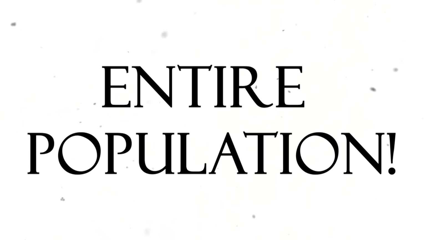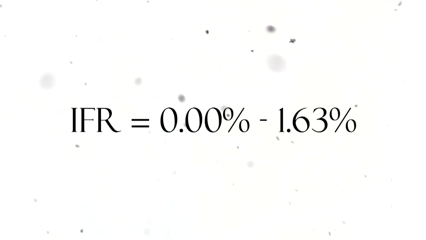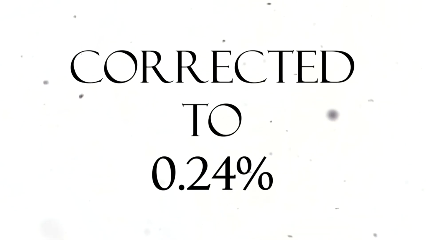In calculating the IFR, it can be incredibly difficult because the number of asymptomatic cases and those that have not been tested and received positive results can range from 10 to 70% of the entire population. Both IFR and CFR can vary in ranges depending on pre-existing conditions and age. A paper from May 13th that includes the results of 36 individual studies estimates that the infection fatality rate ranges from 0.00 to 1.63. Across 32 different locations, the median infection fatality rate was 0.27%, which was eventually corrected to 0.24%.